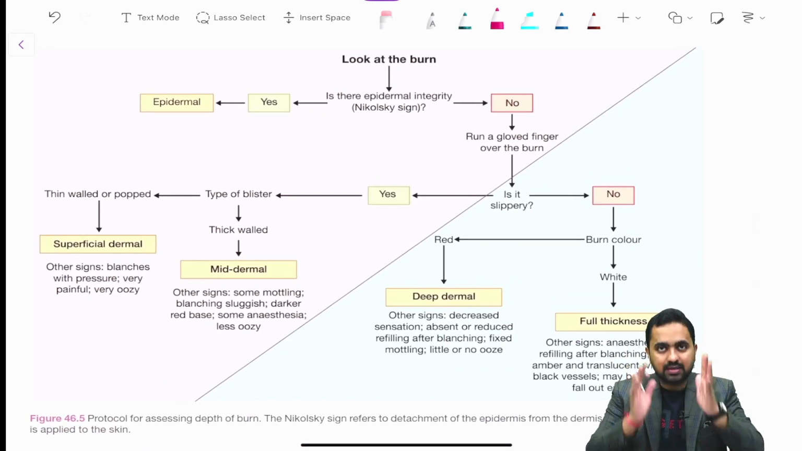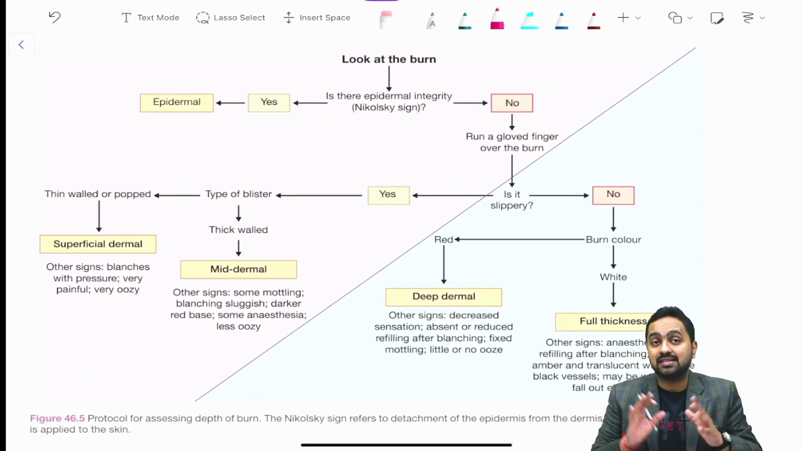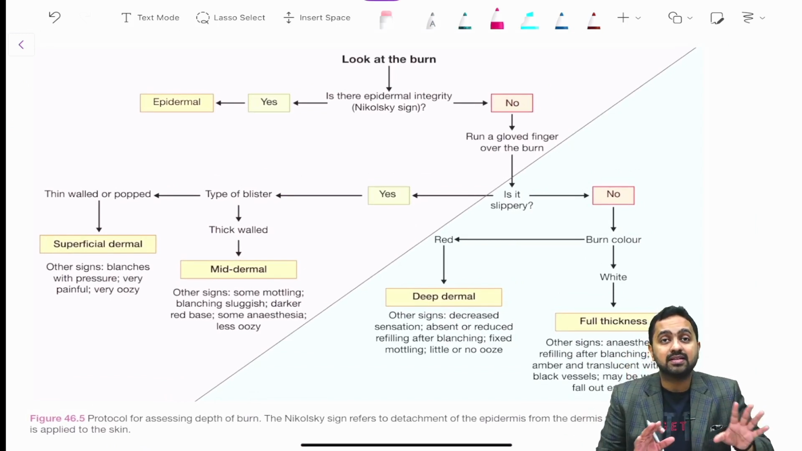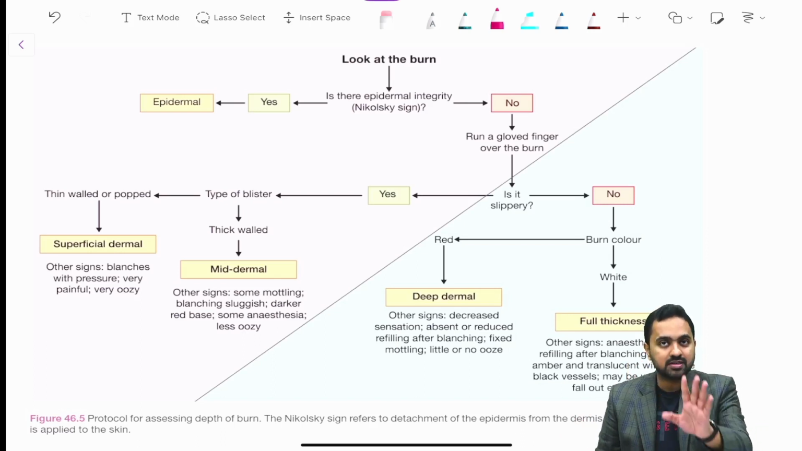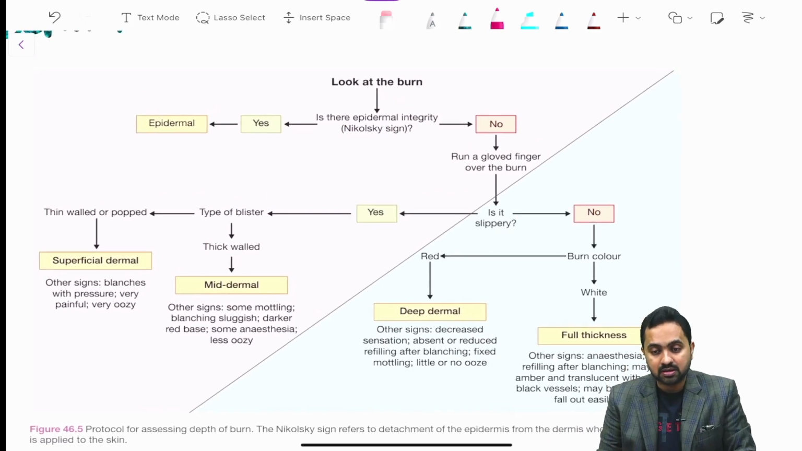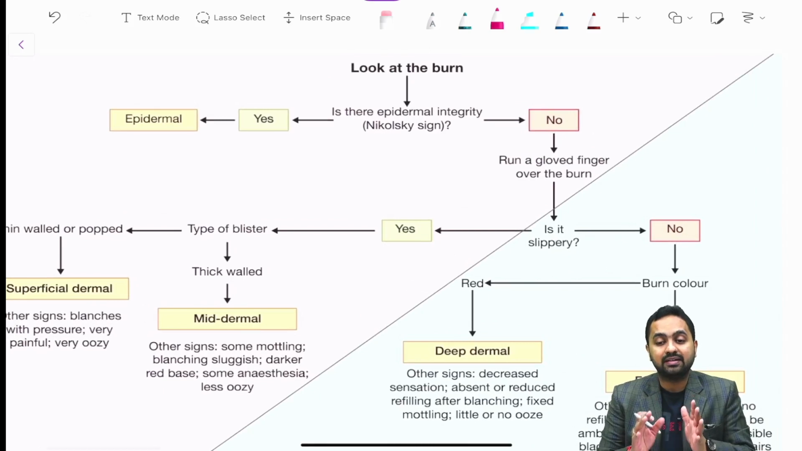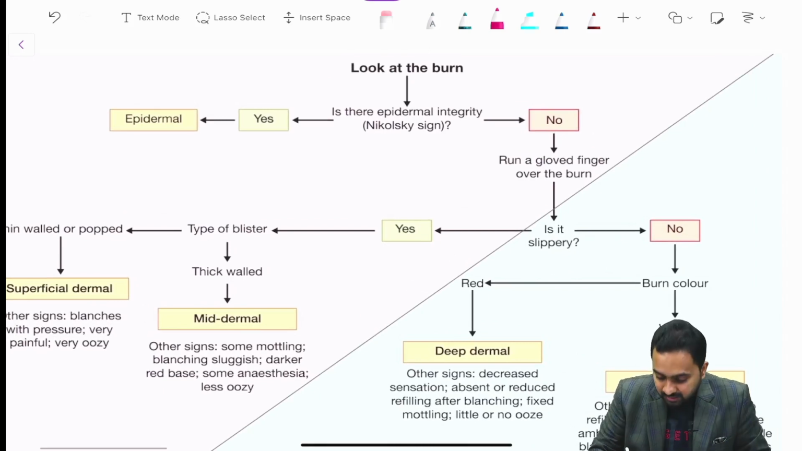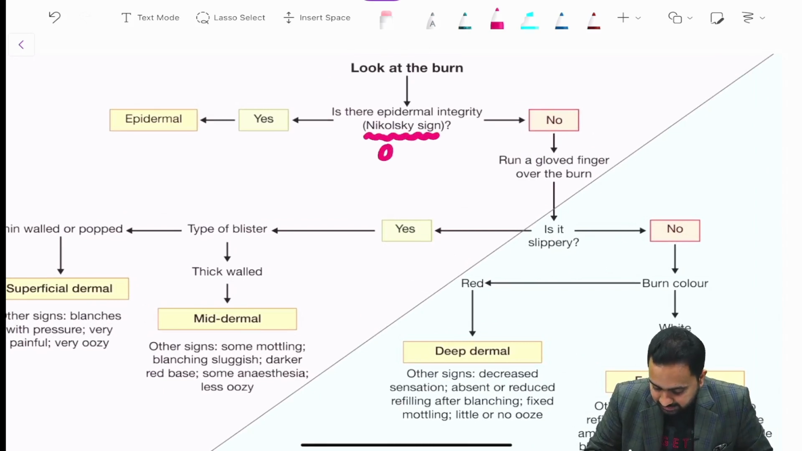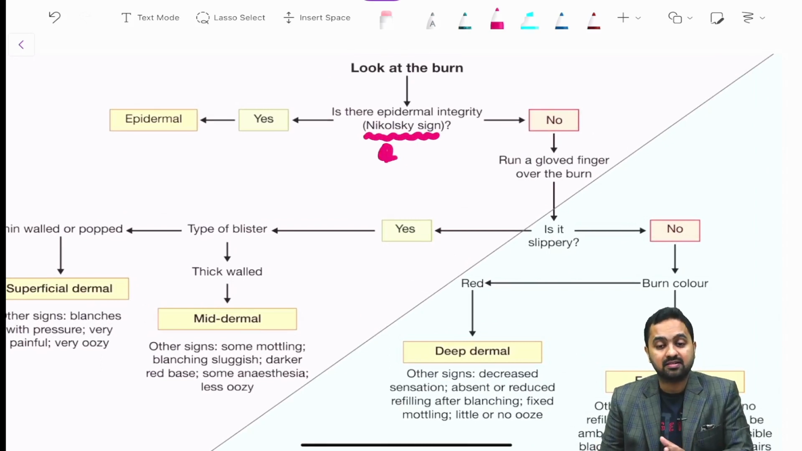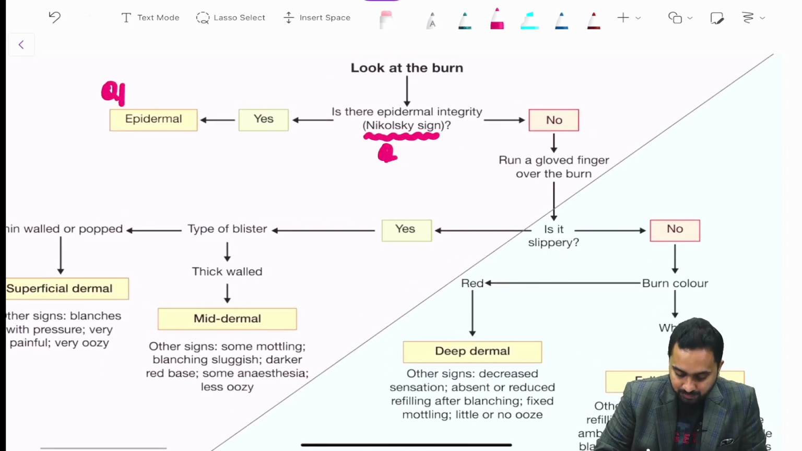So just trying to understand, this table is going to give us an assessment regarding the various types of depth of burn. The first step would be looking at the burn. Is the epidermal integrity intact? This is known as the Nikolsky sign. If the answer is yes, then it is an epidermal burn.